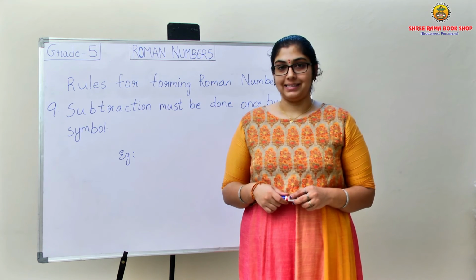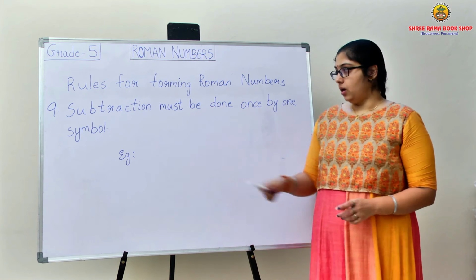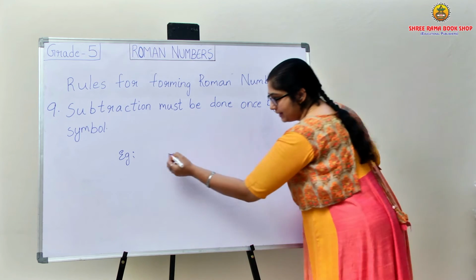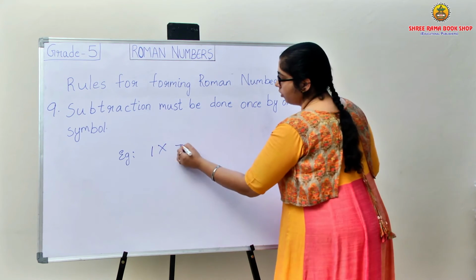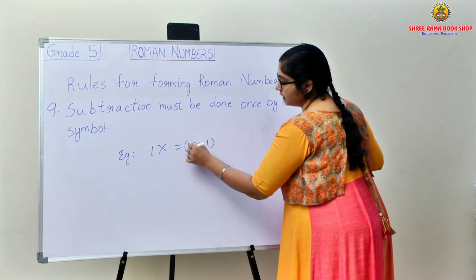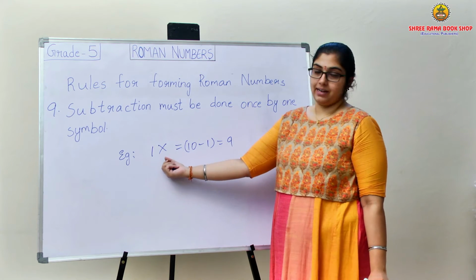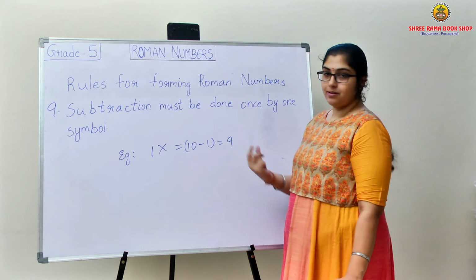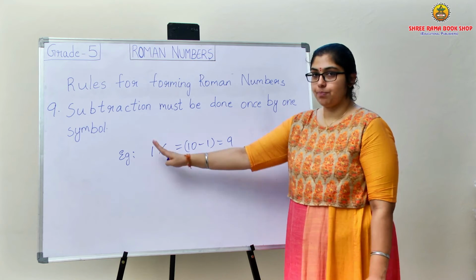Rule number 9 states that subtraction must be done once by one symbol. To understand this rule, I'll take an example: IX. The IX value is 10 minus 1, which is 9. I subtract 1 from 10, since X represents 10 and I represents 1. So I get the value 9. Only when the symbol appears once can I subtract.